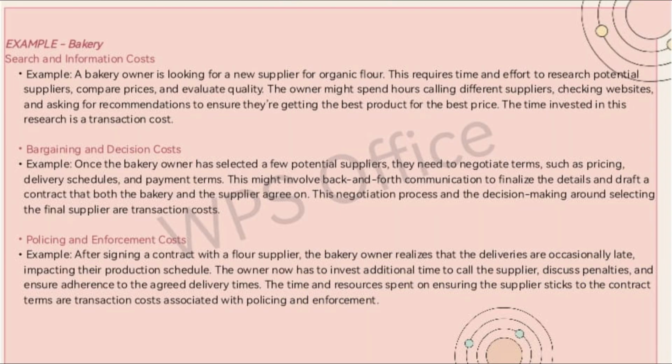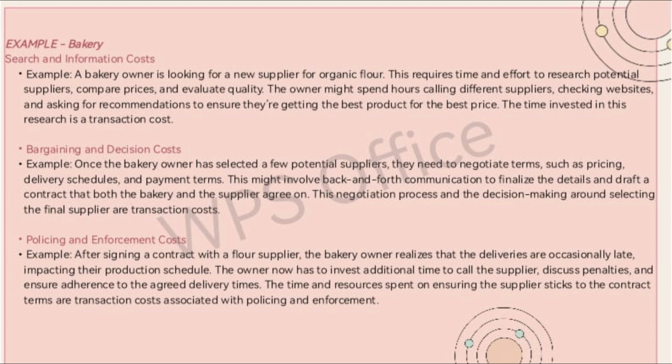Once the bakery owner has selected a few potential suppliers, they need to negotiate terms, such as pricing, delivery schedules, and payment terms. This might involve back-and-forth communication to finalize the details and draft a contract that both the bakery and the supplier agree on. This negotiation process and the decision-making around selecting the final supplier are transaction costs.